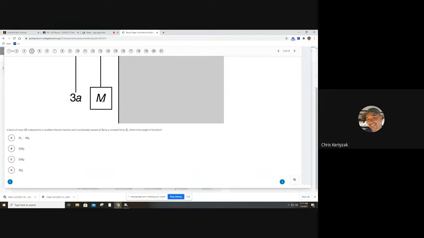Well, if this is the mass of this block, then the weight of this block is this times g, mg, D. All right, number 5.